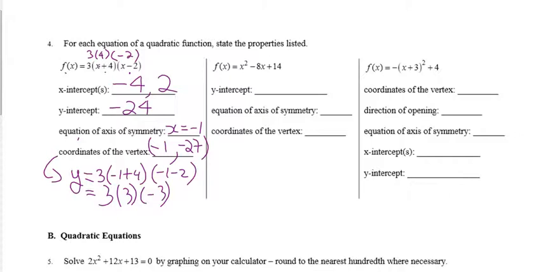Okay. F of x is x squared minus 8x plus 14. This is a standard form equation. What's the only thing that's really easy to tell from a standard form equation? Y-intercept, which is 14. How are we going to figure out the equation of the axis of symmetry? Like you got to make, in the equation that we did before, kind of thing.